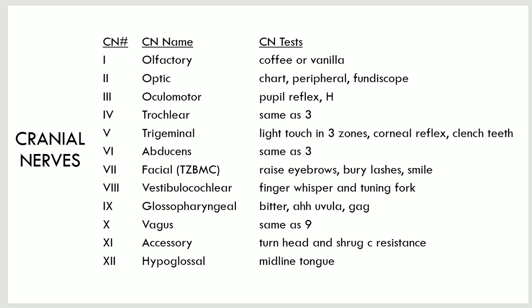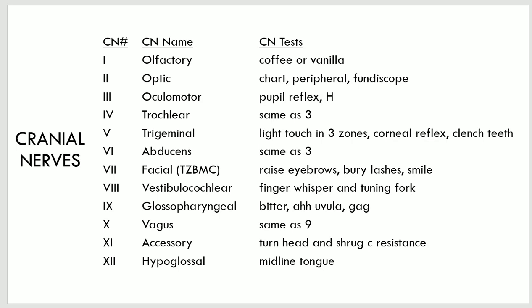And then last but not least, cranial nerve number 12, our hypoglossal nerve and midline tongue. Basically, here they're just going to have you stick your tongue out. If it goes towards one side only, then there's something wrong with cranial nerve number 12, your hypoglossal nerve.